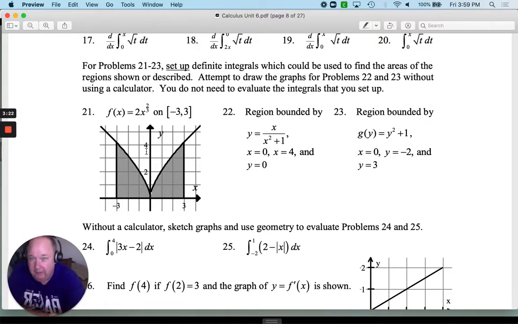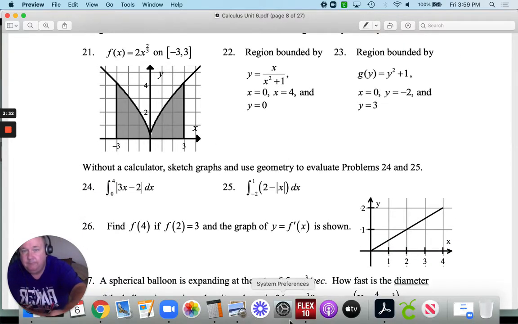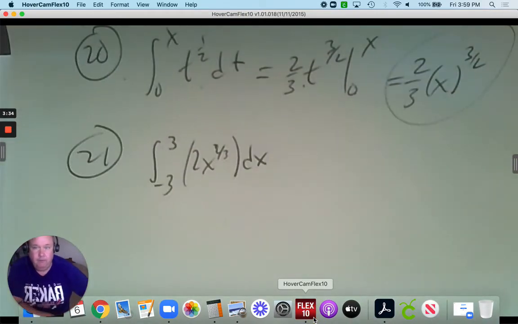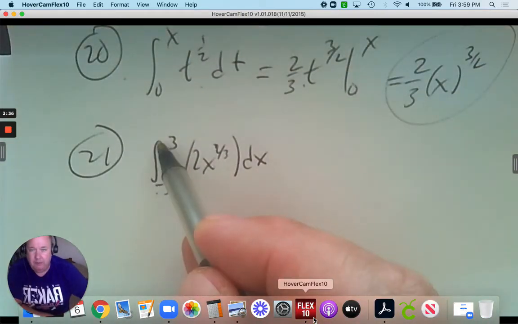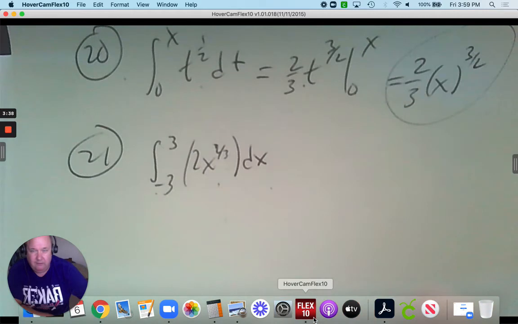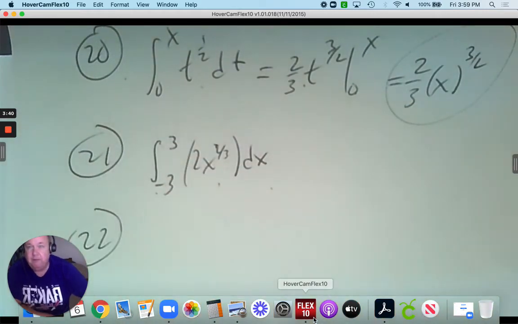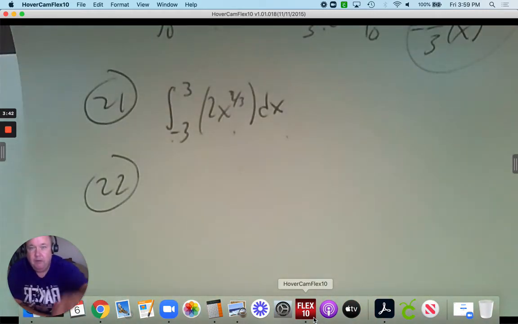And what are we integrating? 2x to the 2/3 dx. That's it. So the setup from -3 to +3, what am I integrating dx? Done. And don't evaluate it. You got it. 22.